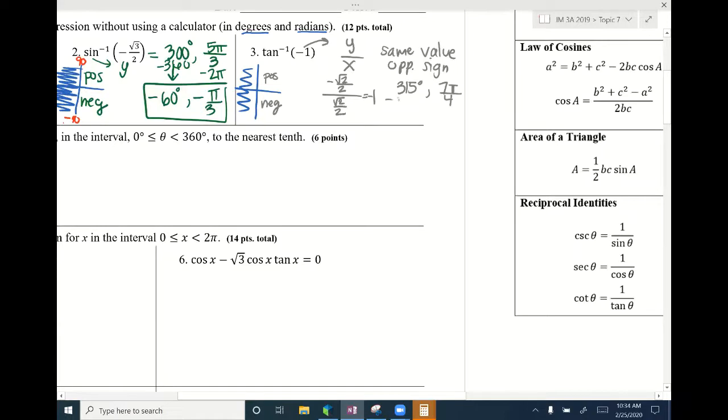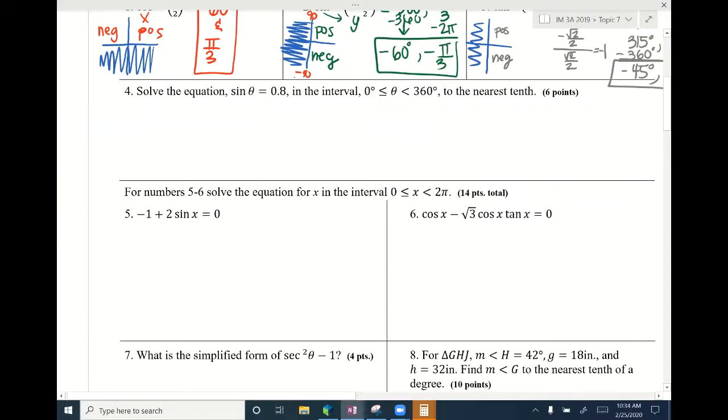Remember that if I subtract 360, this is equivalent to negative 45 degrees. And if I subtract 2 pi, this is equivalent to negative pi over 4 radians. So negative 45 degrees and negative pi over 4 radians are the answer to number 3.